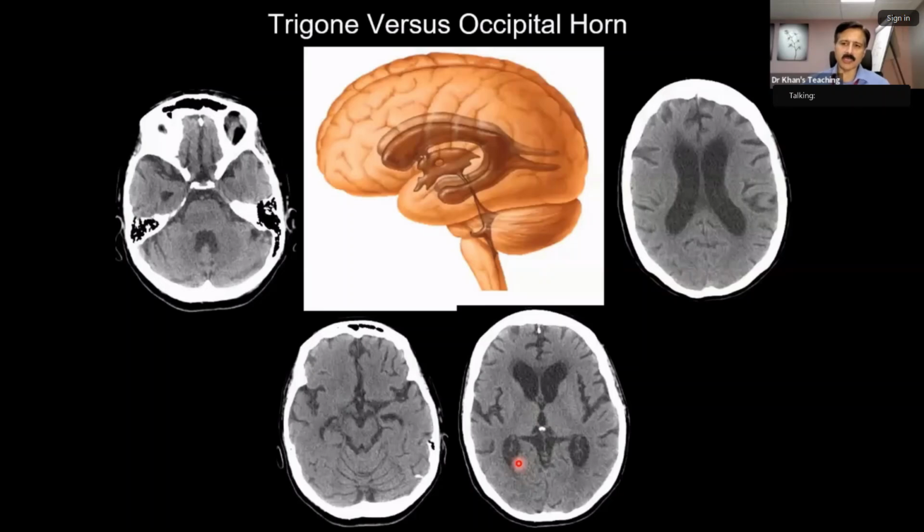And the question is, where is this hemorrhage? It is a very well-defined hemorrhage, and the answer is that this is in the occipital horn, instead of saying that this is in the parenchyma. So this was about this. Now, coming back to the anatomy, we know that from the lateral ventricle it goes through the foramen of Monro into the third ventricle, and then to the aqueduct and the fourth ventricle.